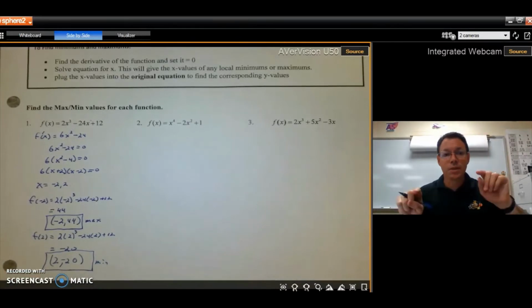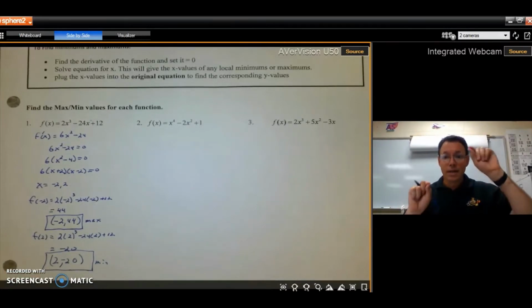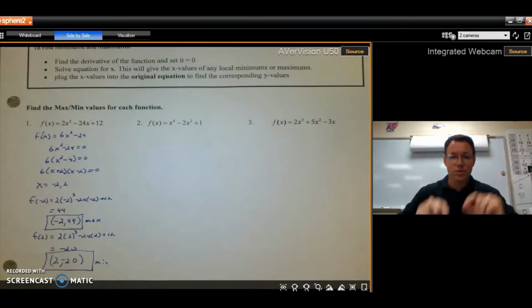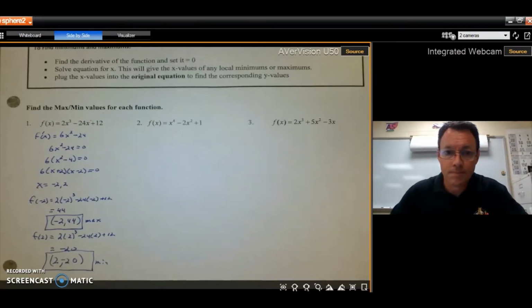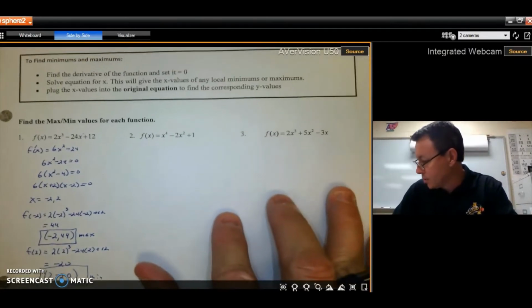So that's going to be the high and the low point of this graph. And then we can graph those, and now we're not guessing where the graph curves. We're actually going to know where it curves. Okay, so take a look at number 2.